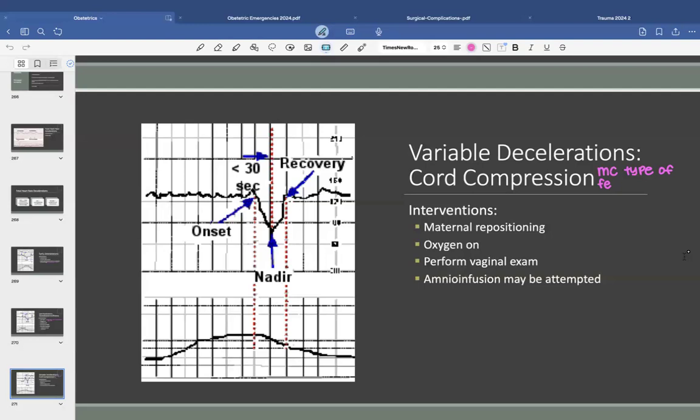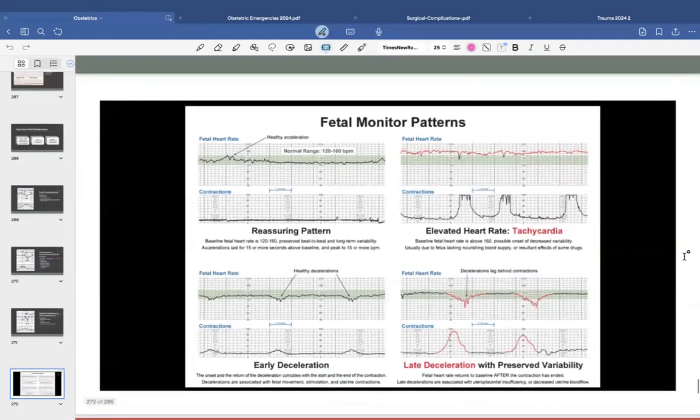Fetal monitor patterns. This is a resource. You can see a reassuring pattern. Do we want reassuring or non-reassuring? Reassuring. We want a reactive, reassuring pattern. We're going to talk about that in a second. This one shows tachycardia, an elevated heart rate above 160 beats per minute.